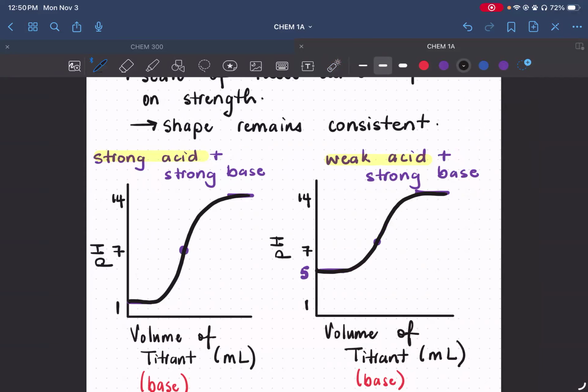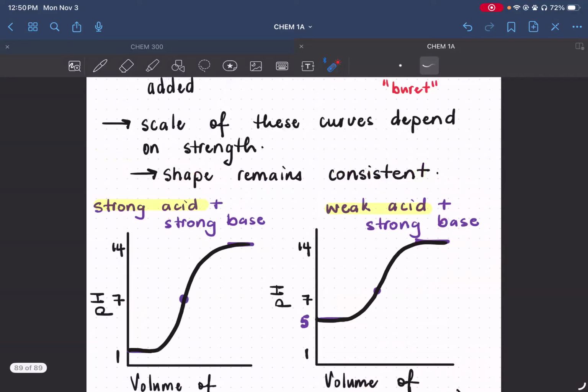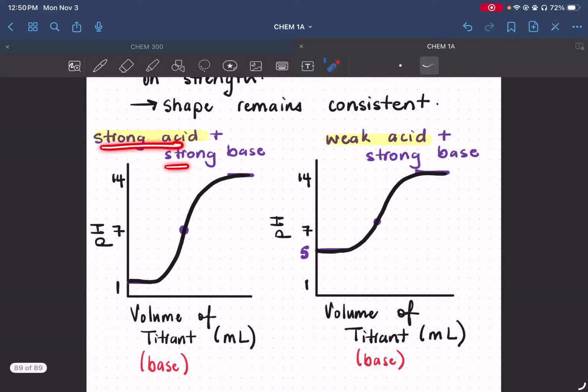The shape remains the same. They're both S-shaped curves. They will always take on that S-looking type graph. But the difference is the scale, meaning the numbers. When we have a strong acid and a strong base, we're talking between 14 and 1. When we have a weak acid and a base, we're talking a slightly smaller graph. Does anyone have any questions based on this?